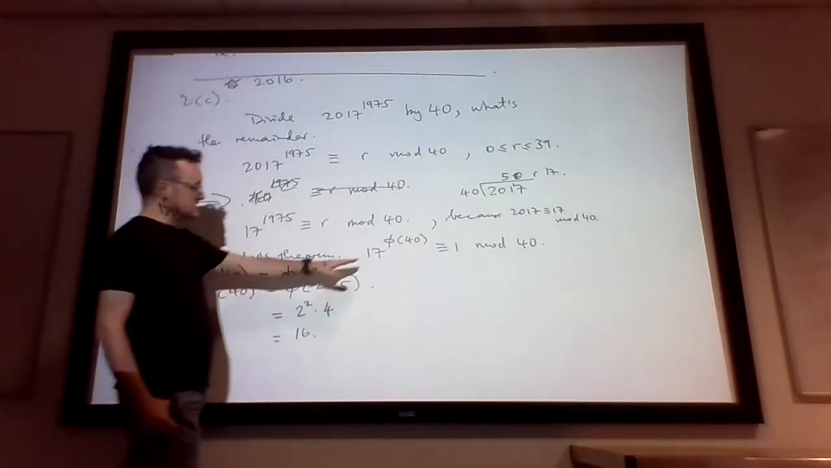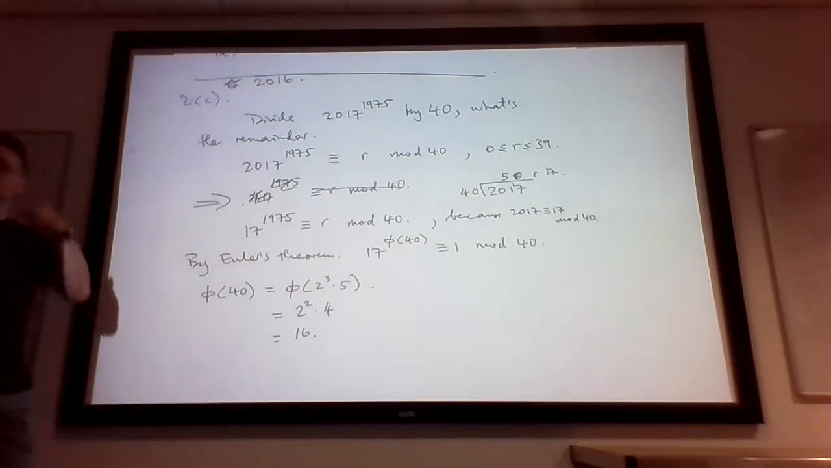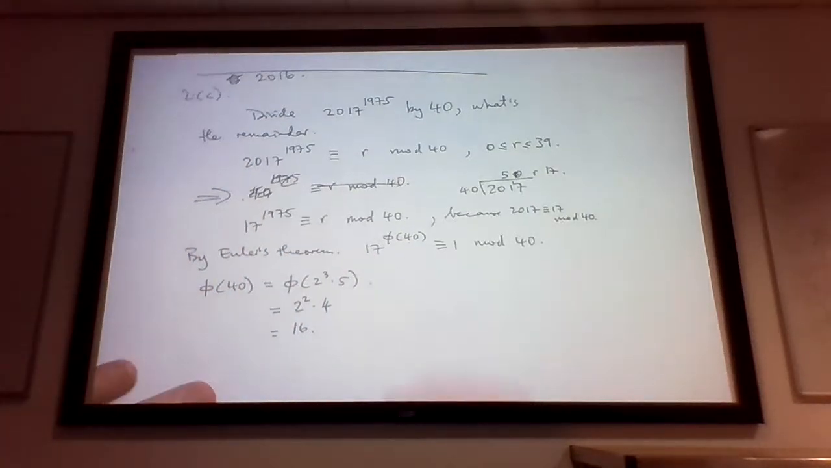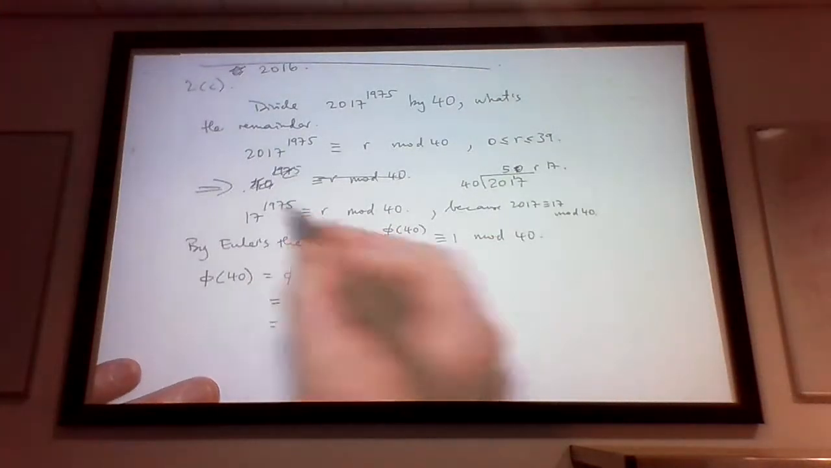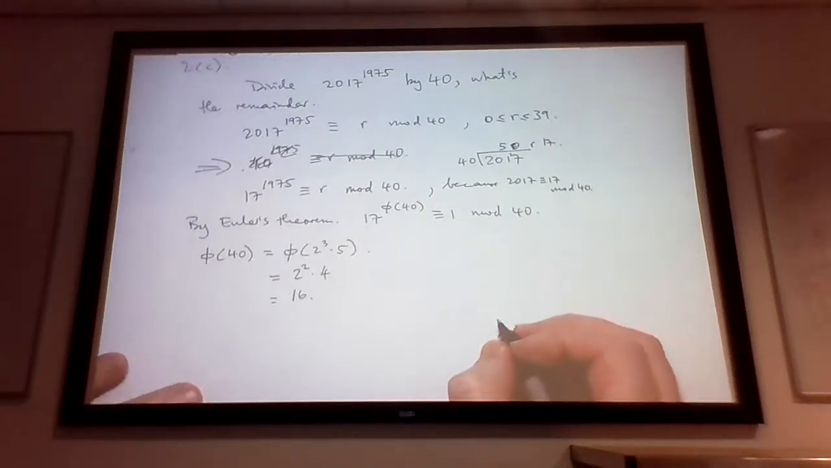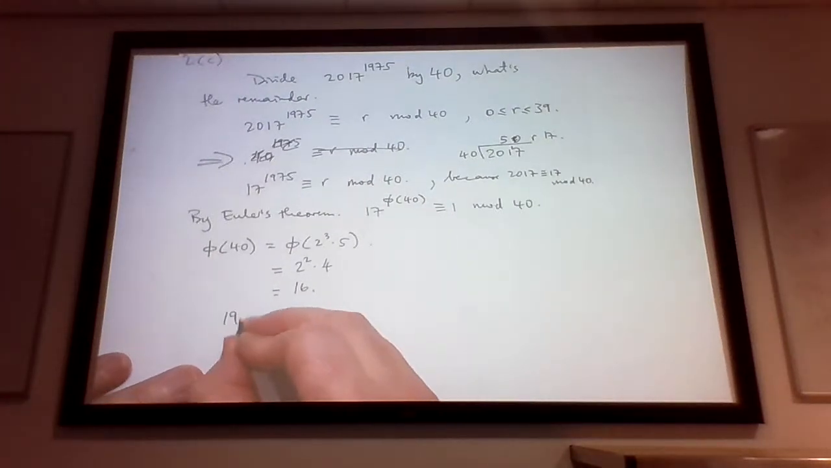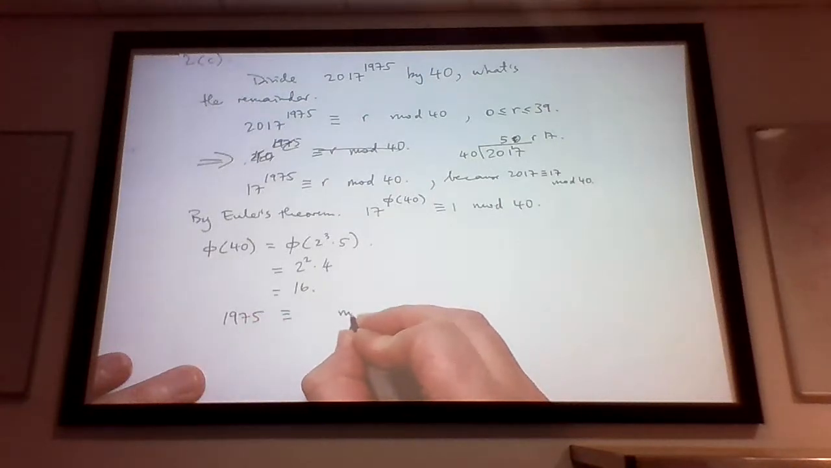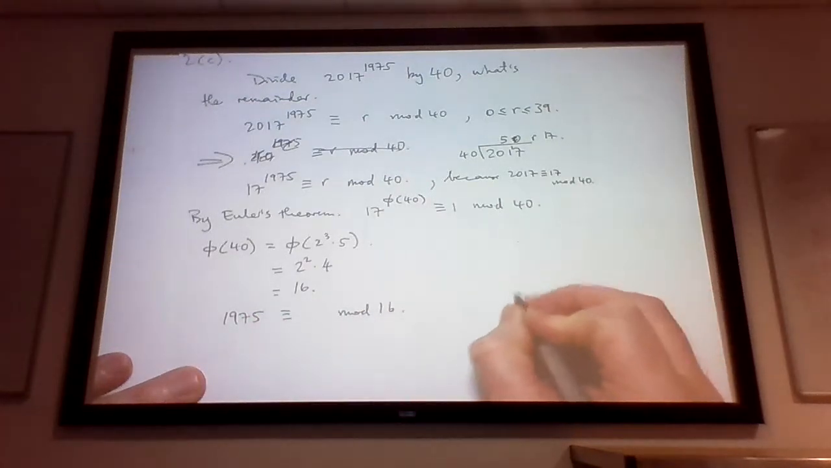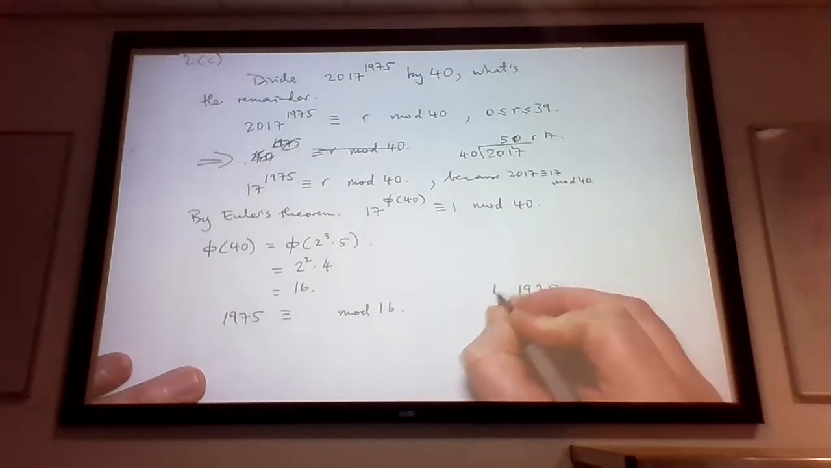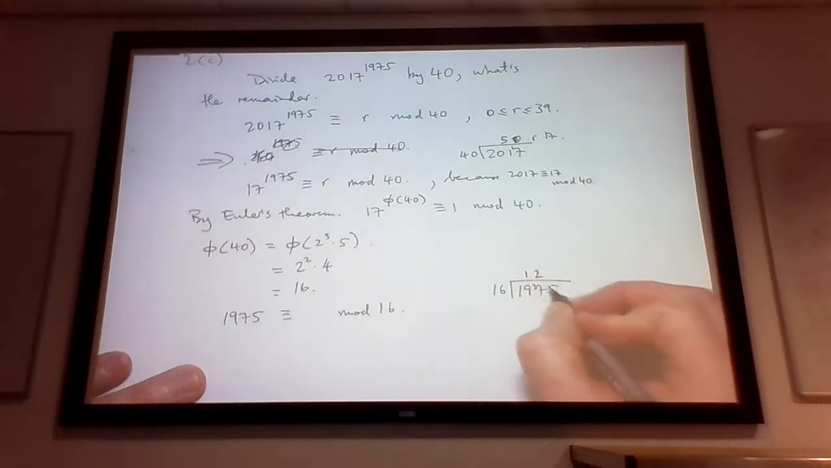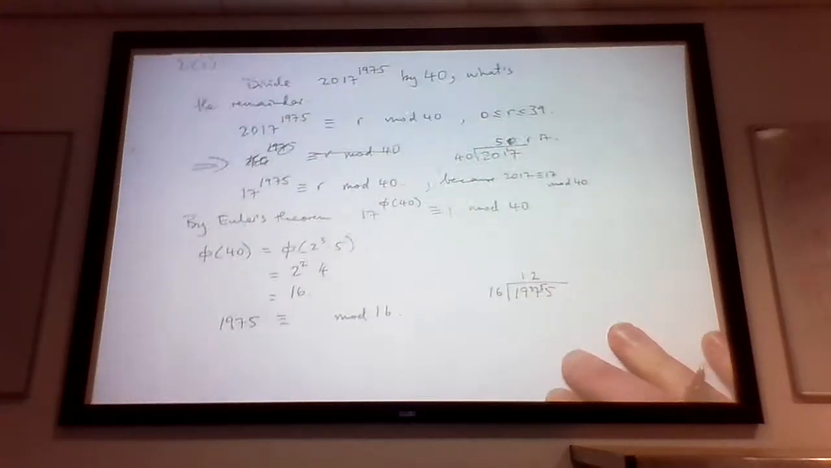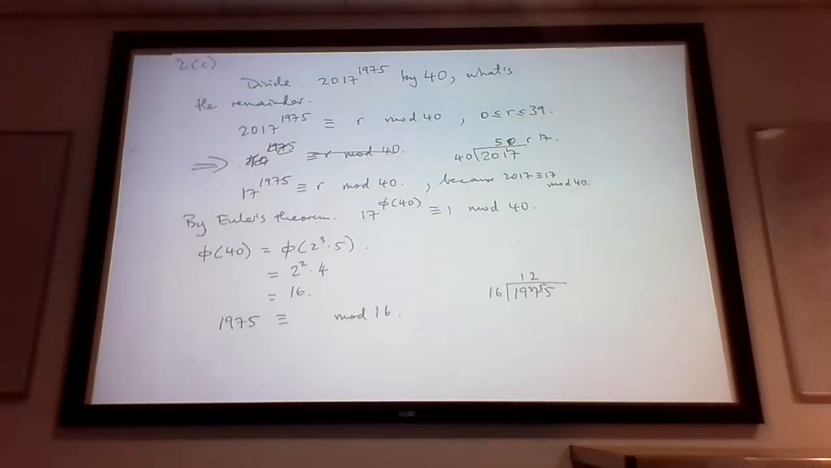So every time I raise 17 to the power 16, I'm back to 1. So I should divide this exponent. Really, all I need to know is what this exponent is modulo 16. Okay. So 1975 is congruent to what modulo 16? So what's the remainder? Divide 1975 by 16. Goes in once, remainder 3. 16 into 37 goes twice, remainder 5. 16 into 55 goes 3 times as 48, remainder 7.